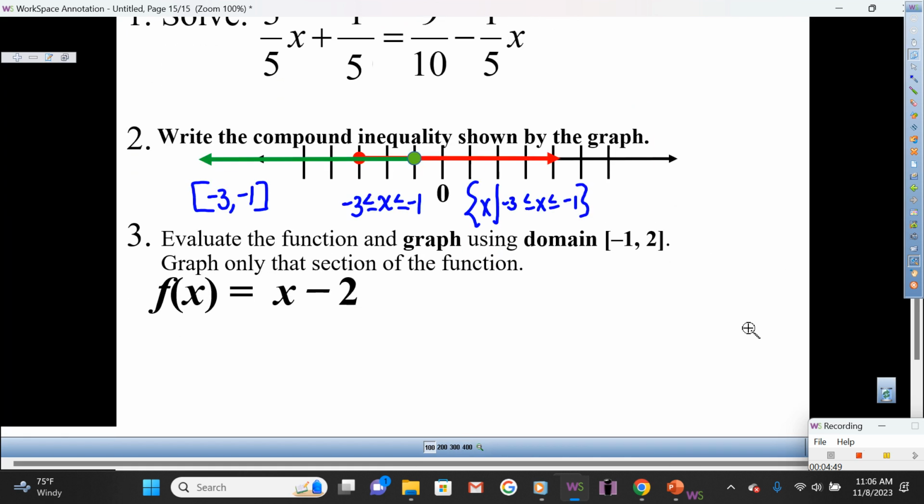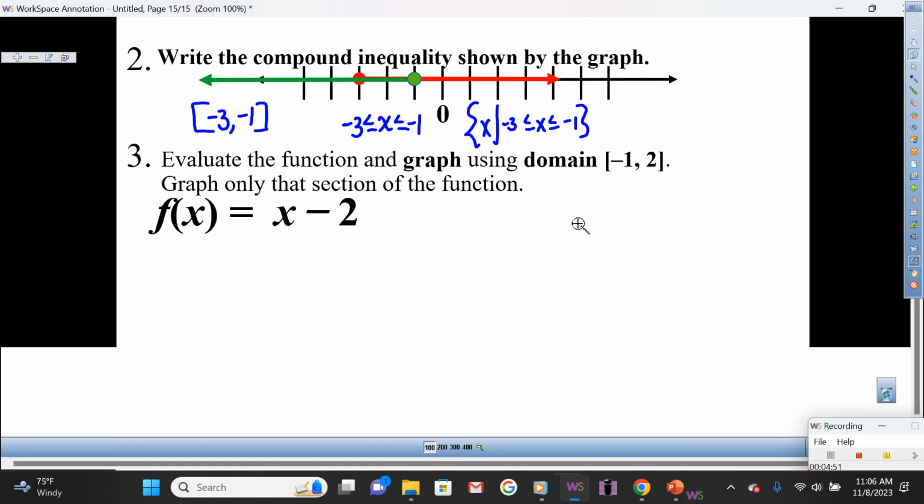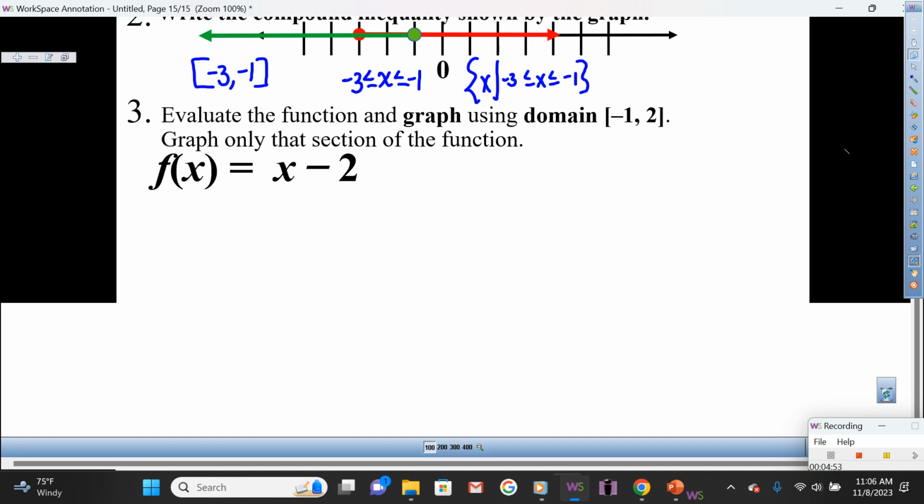Ooh, I like this one though. So tell your neighbor what you wrote to evaluate this function according to this domain. According to that domain, what did you write? And then we're going to have Anthony enlighten us.